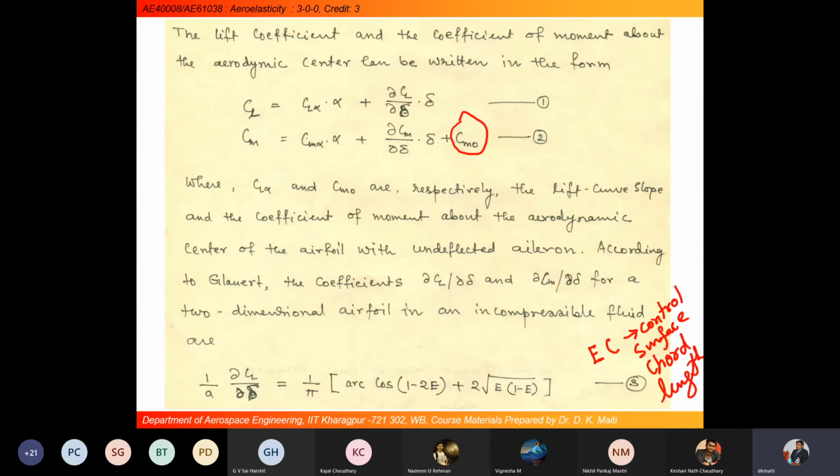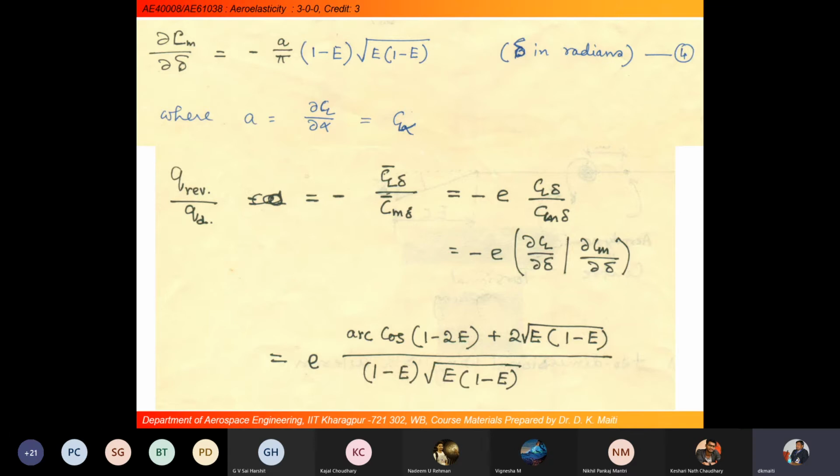The same thing I have used, as per Glauert, the coefficient will be in this form. Similarly, del Cm by del delta will be minus A by pi into 1 minus E, square root of E into 1 minus E, where delta is considered in radians. Obviously, the angle will be in non-dimensional form, in radians. A is basically CL alpha, that is del CL by del alpha.